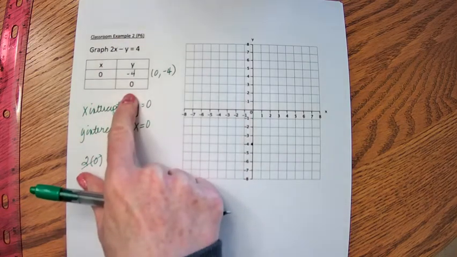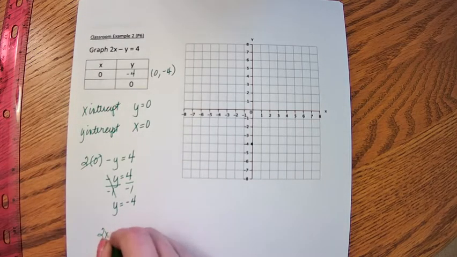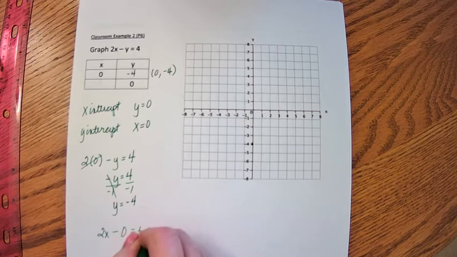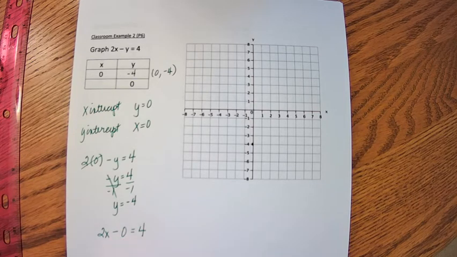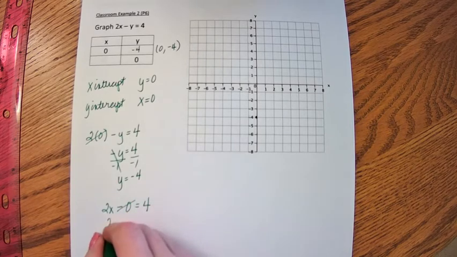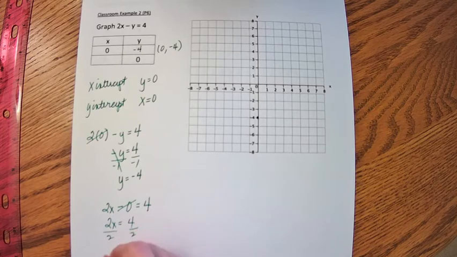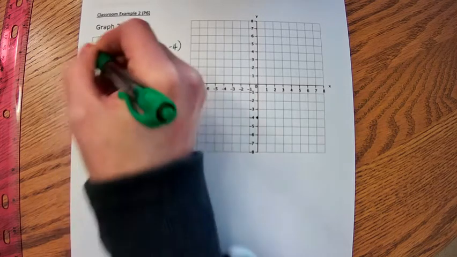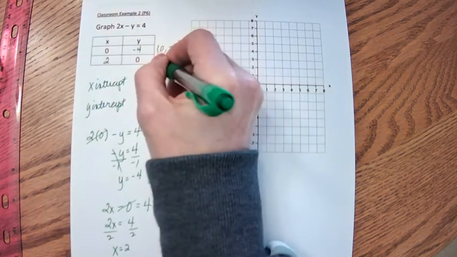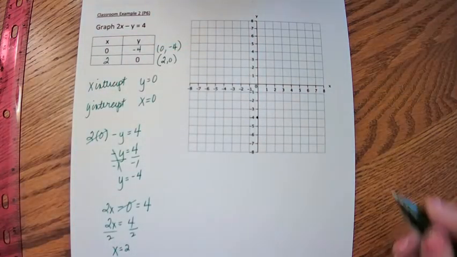Let's let y equal 0. In other words, let's find the x-intercept. 2x minus 0 equals 4. I'm substituting 0 in for y. All right, well that means 2x equals 4. Divide both sides by 2 and we get x equals 2. So that's the ordered pair 2, 0.